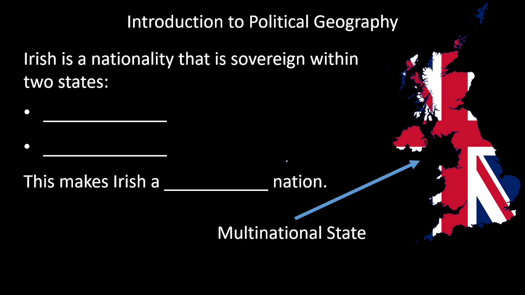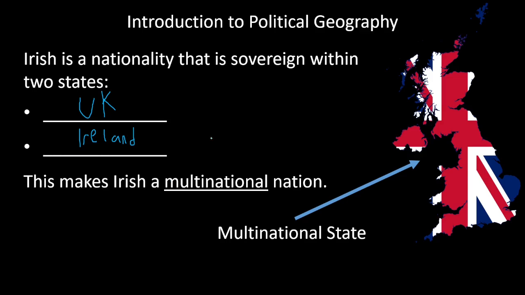Now, let's look at Irish a little bit. We're going to learn about types of nations now. There's two that you need to know, and Irish is an example of one of them. So, Irish is a nationality, which is a nation, that is sovereign within two states, the United Kingdom and Ireland. It is sovereign within its region in the United Kingdom. And then it's sovereign with its own nation state, Ireland. And this makes Irish a multinational nation because it has sovereignty in multiple states. Two of them is multiple. So it is a multinational nation.